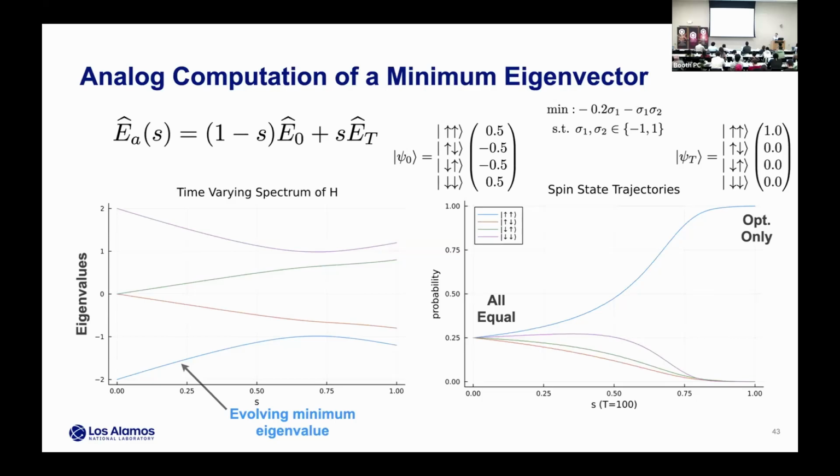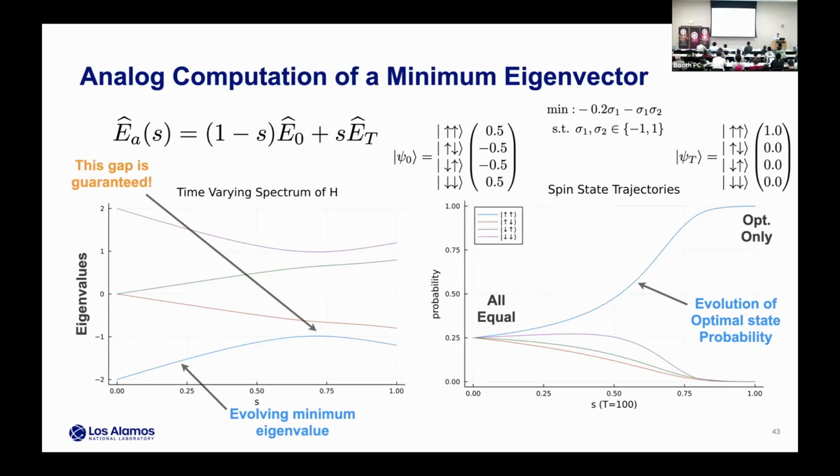That's because we're tracking the optimal eigenvector of this weird hybrid matrix. So this is the evolution of the optimal state. You can see it goes to 1. And this little gap between the lowest eigenvalue and the next highest eigenvalue is actually always non-zero. So if you go slow enough, you're guaranteed to remain in it.